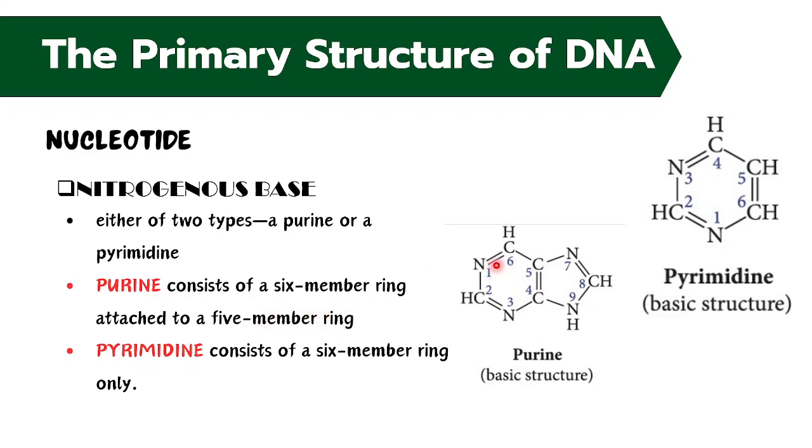So we have here 1, 2, 3, 4, 5, 6, then 7, 8, 9. This is the 5-member ring, and its two carbons are also considered in our counting. Unlike the pyrimidine, which is really just a 6-member ring. It is easy to recognize from the structure.